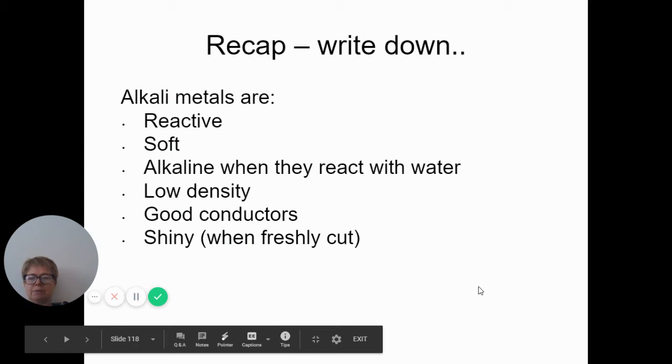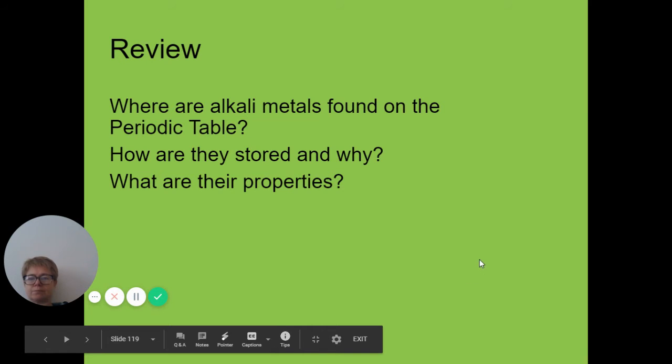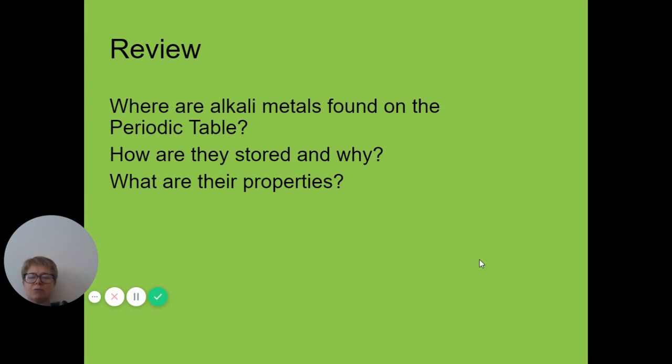And moving on now. Some review questions for you to think about. Just check that you know the answers to these. You can jot them down or just look back at your notes and think them through. Maybe talk to the person next to you. Where are the alkali metals found on the periodic table? How are they stored and why? And what are their properties?